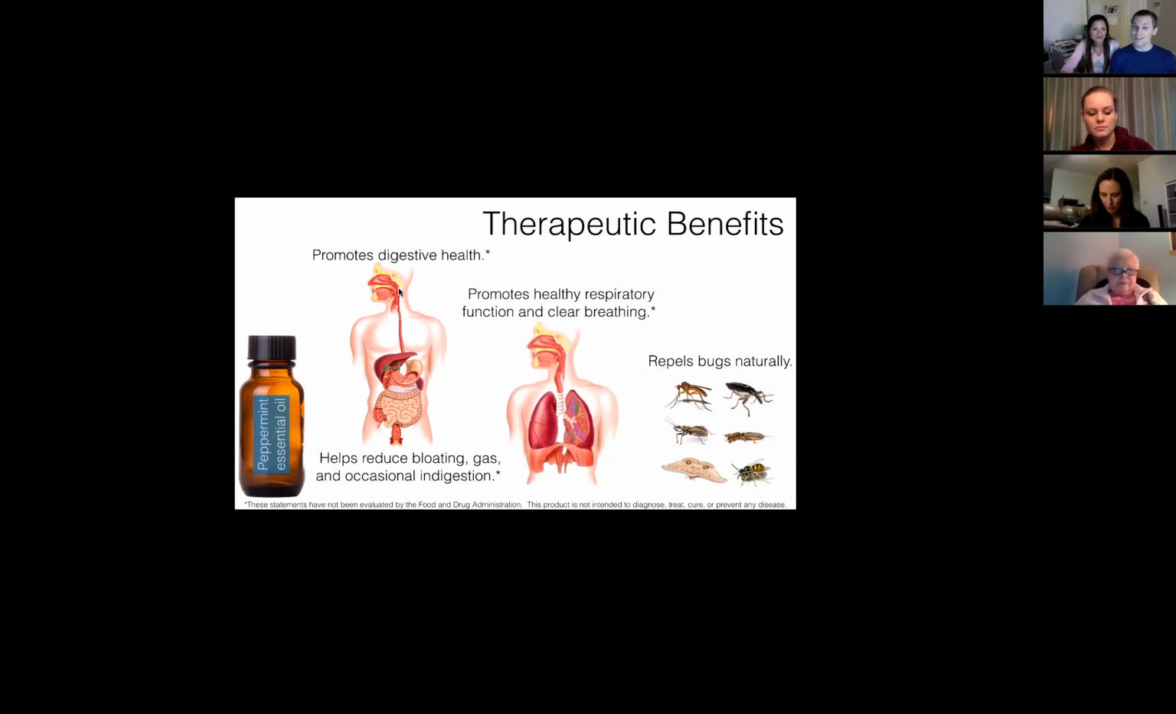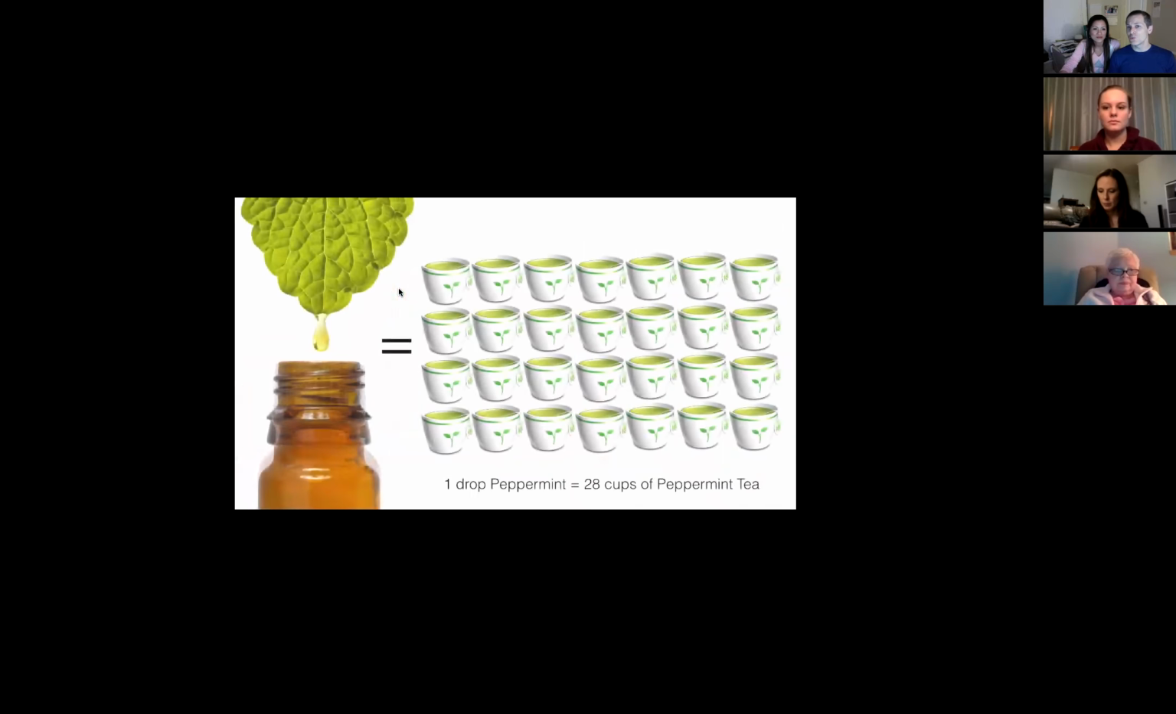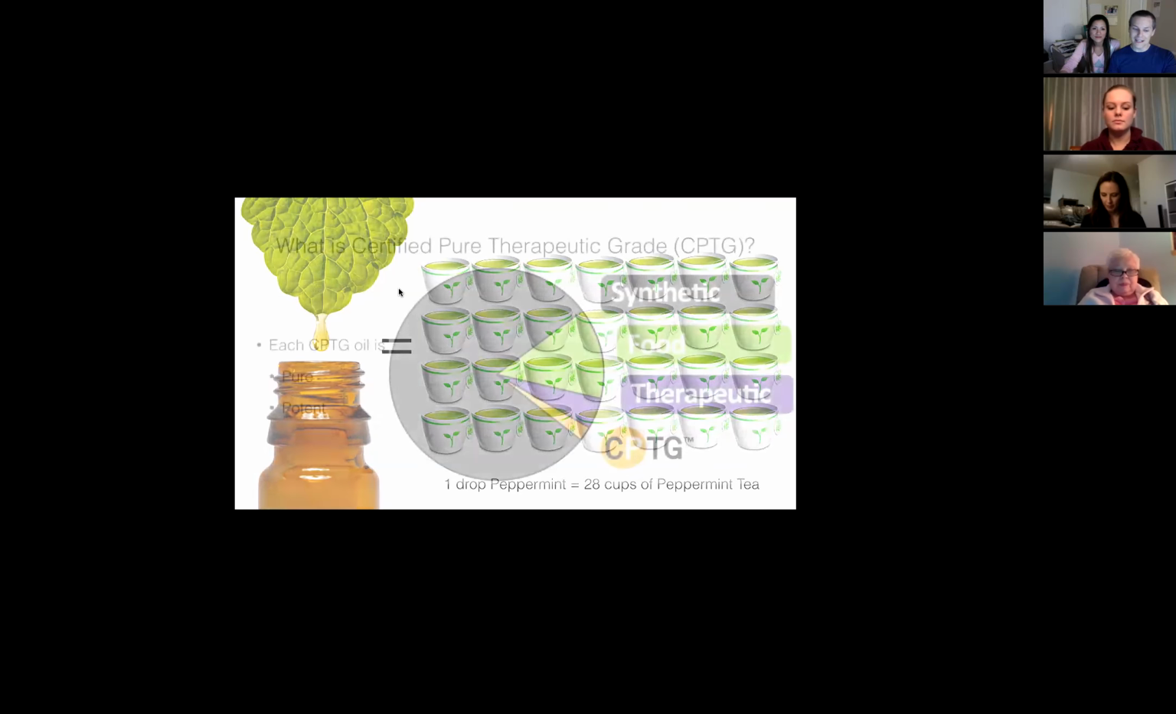And that's just one essential oil. There's so many. And usually all you need is just one drop. One drop of peppermint essential oil, for instance, is equal to 28 cups of peppermint tea. Very, very potent, up to 50 to 70 times more powerful than herbs. So you get a lot of bang in just one little tiny bit.